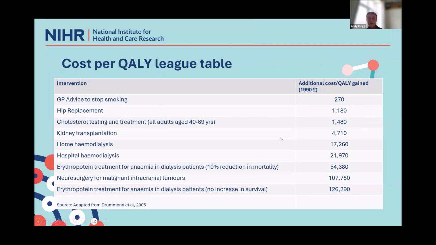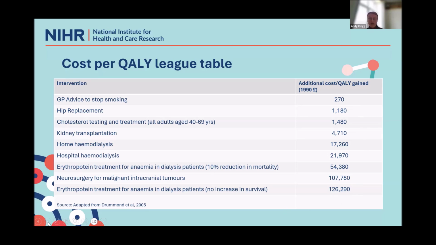So ranging from what is effectively public health advice, advice on stopping smoking, £270 per QALY. These are back from 1990, so the costs obviously would be a lot higher now, all the way up to different forms of surgery for tumours, etc., over £100,000 each.